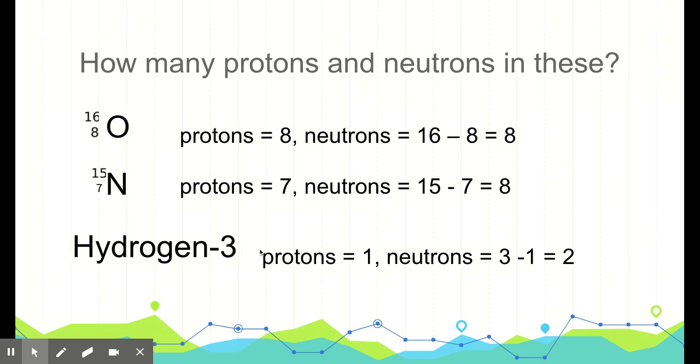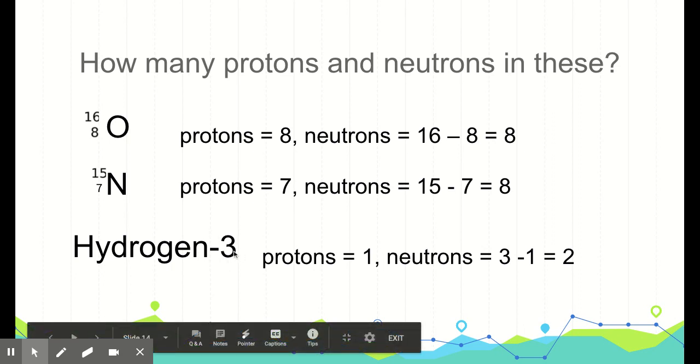So this, again, is just another way to write this out. Hydrogen 3 is telling you that this is the mass number. For protons, you would need to look at the periodic table to find the atomic number. So protons for that would be 1 because hydrogen is number 1. Neutrons is going to be your mass minus the number of protons. So here you have mass is 3 minus protons we found on the periodic table is 1. So the number of neutrons for this isotope is going to be 2.